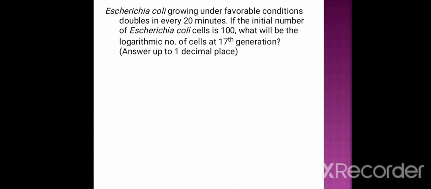Next question. Escherichia coli, that is E. coli, growing under favorable condition doubles in every 20 minutes. If the initial number of E. coli cell is 100, what will be the logarithmic number of cells at 17th generation?